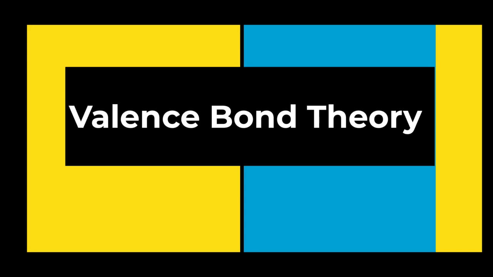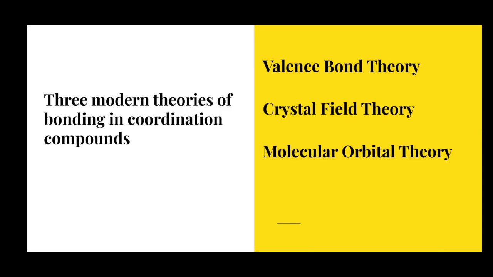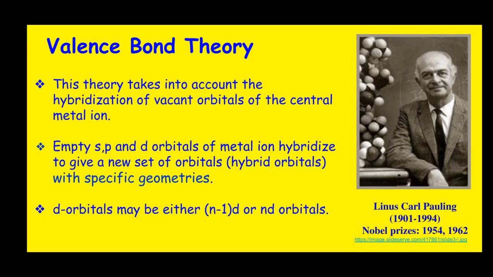Valence bond theory. In previous videos, we have seen two theories of bonding in coordination compounds, Werner's coordination theory and effective atomic number rule. But with the advances in theories of chemical bonding, three modern theories of bonding in coordination compounds have been developed. These theories are valence bond theory, crystal field theory, and molecular orbital theory. In this video, we will discuss valence bond theory of bonding in coordination compounds.